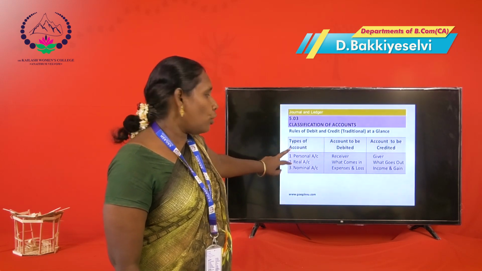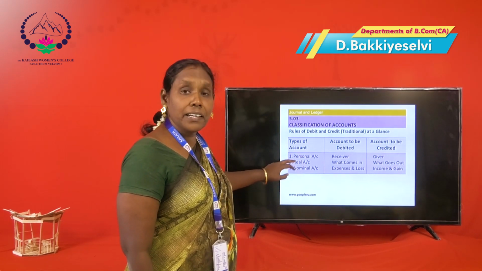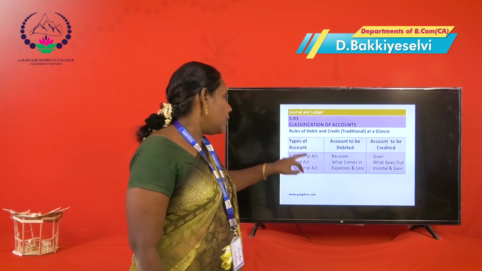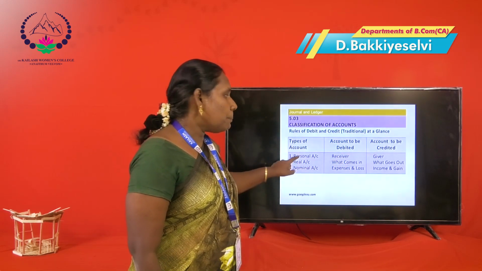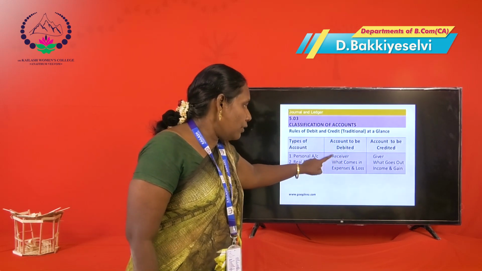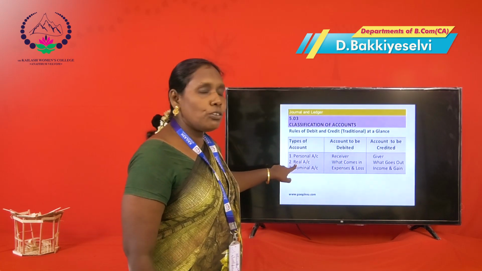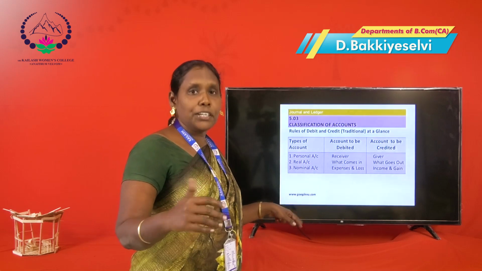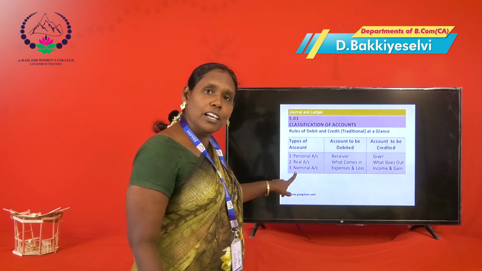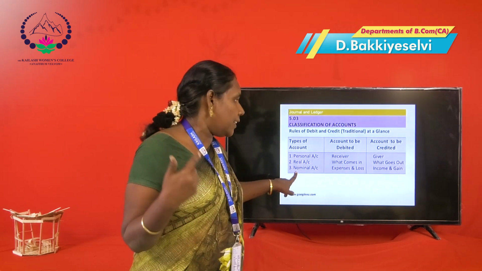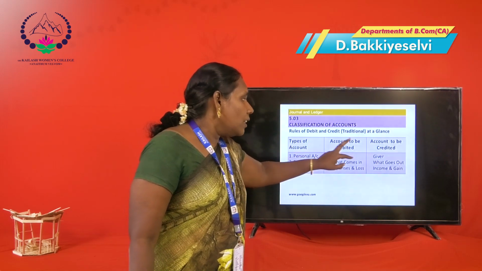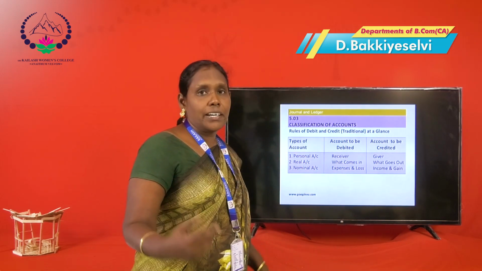The three types of accounts: one is personal, then real, and the last one is nominal. What are the rules of accounting? Personal account rules: debit the receiver and credit the giver. Real account rules: debit what comes in, credit what goes out. The nominal account rules: all the expenses and losses are debited, all the incomes and gains are credited.